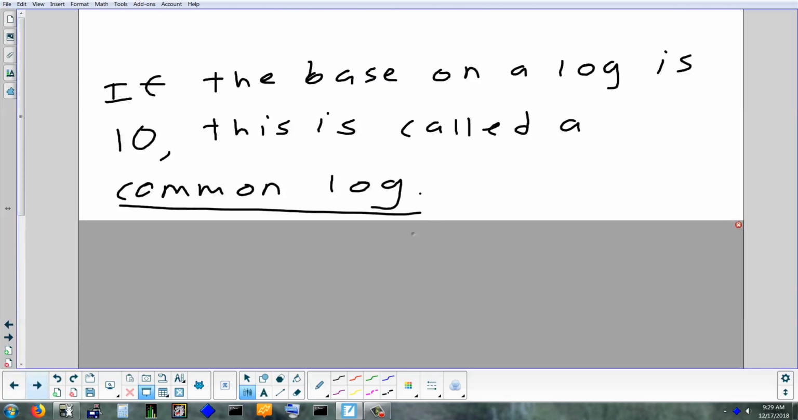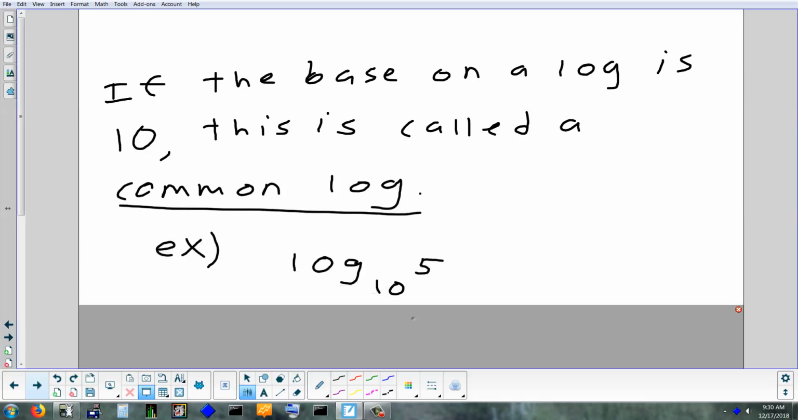All right. So I told you there's 2 logs that have special names. Base e is your natural log. Good. Base e is your natural log. Base 10 is called a common log. Are you sleeping? There's no other special bases besides that. Base 10 is called a common log. Base e is a natural log. It's the only special names we ever use.